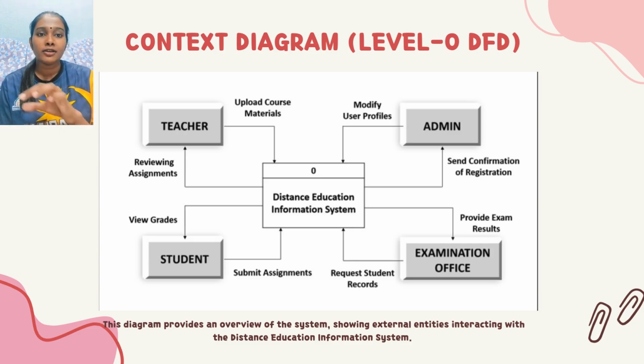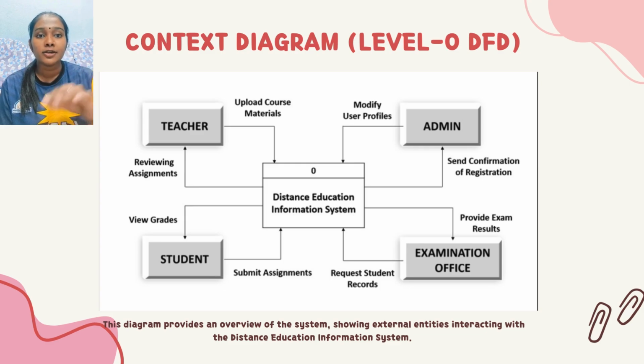The second one, from student to system. Student submits assignment to the system, which sends it to the teacher. Student views grades and the system provides the marks. The third one, from admin to system. Admin modifies user profile and the system updates user details. The second, admin sends confirmation of registration to the system to notify the student.